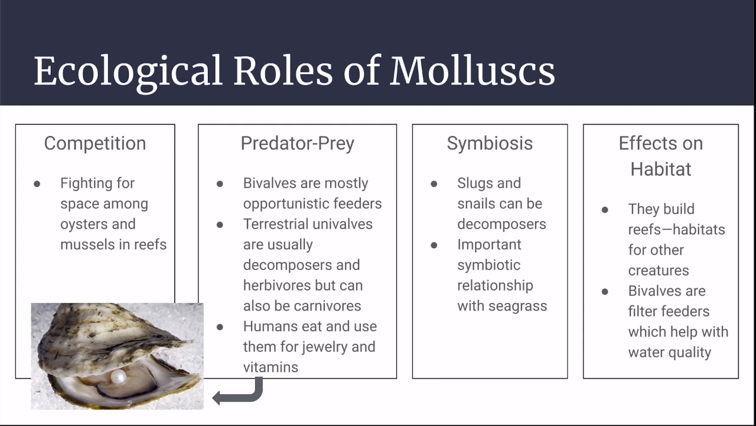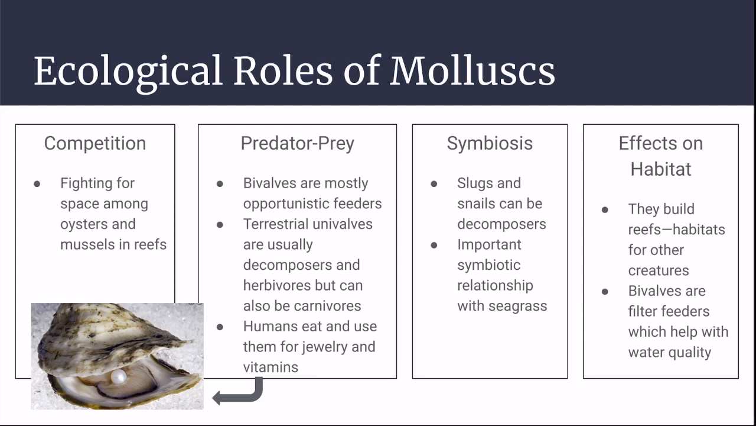So, symbiosis. Slugs and snails are decomposers, which shows the symbiotic relationship between dead things and terrestrial univalves. And then there's also an important symbiotic relationship that I learned about with seagrass and sea mollusks. This relationship with the seagrass is very unique, and it's been studied by a lot of people. I just thought it was cool that this is a specific example of a relationship, so I put it in.